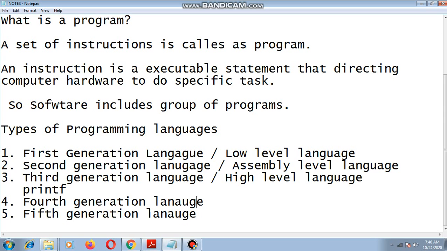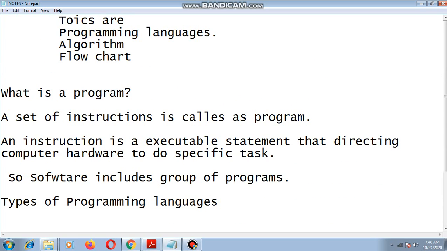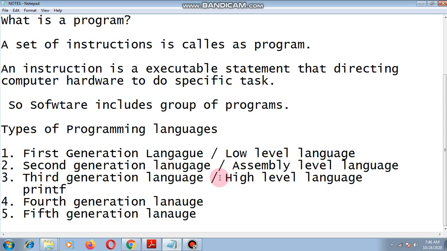Once again I am repeating the different types of programming language. A program is nothing but a set of instructions, and an instruction is nothing but a statement that directs the computer hardware component to do a specific task. Next, types of programming language. In first generation language, programmers used zeros and ones to write the program. In second generation language, programmers used shortcut words of English-like sentences.